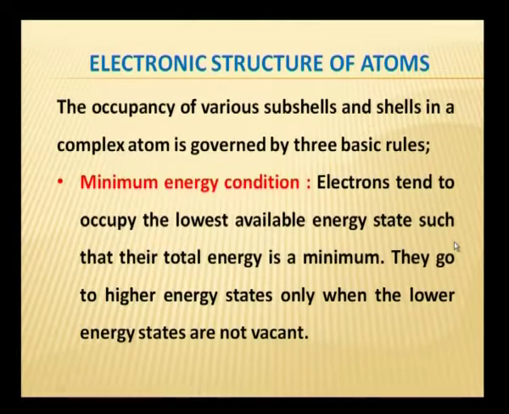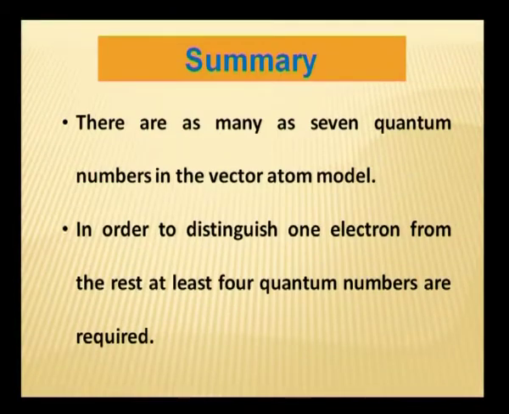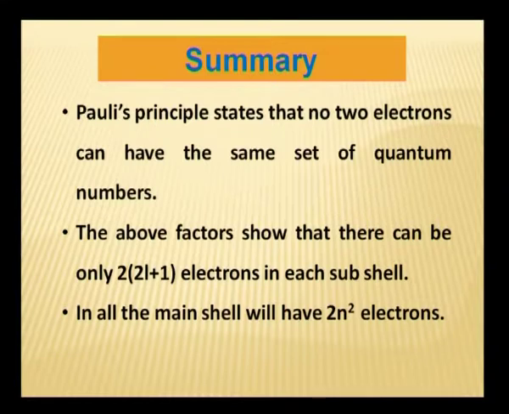Let me now summarize what I spoke to you in this lecture so far. There are as many as 7 quantum numbers in the vector atom model. In order to distinguish one electron from the rest, at least 4 quantum numbers are required. Pauli's principle states that no two electrons can have the same set of quantum numbers. The above factors show that there can be 2 into 2l plus 1 electrons in each subshell, and in all, the main shell will have 2n square electrons.